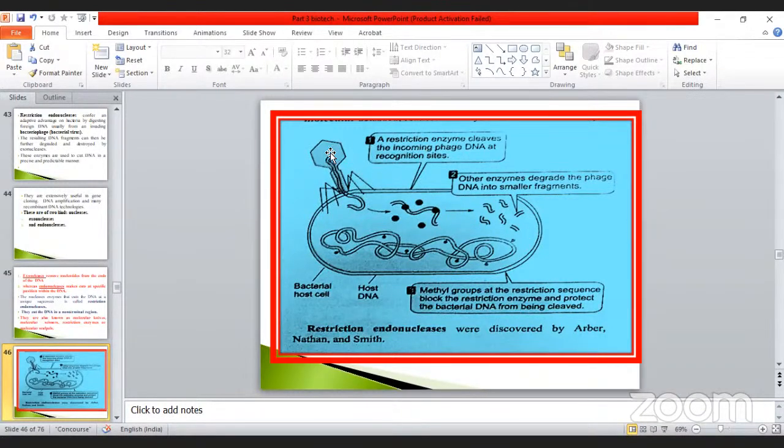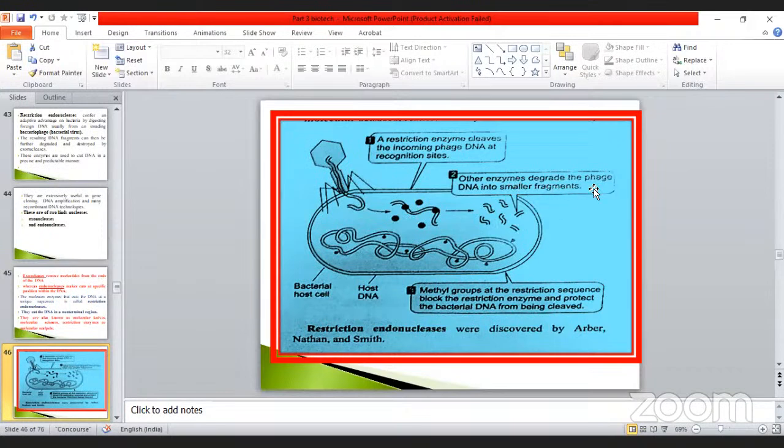Here the bacteriophage adheres on the surface of the bacteria. Then insertion occurs. See, the foreign DNA molecule, the bacteriophage DNA, is inserted. The DNA molecule undergoes activity, so it will also be split. See, the restriction enzyme cleaves the incoming phage's DNA at a recognized site. So this one is split into this part.